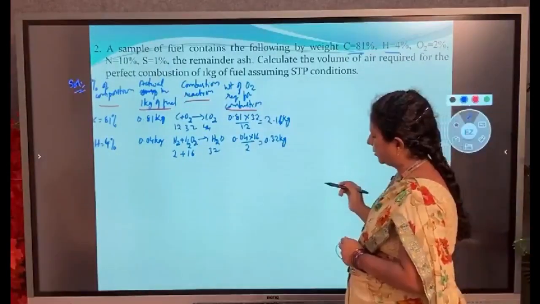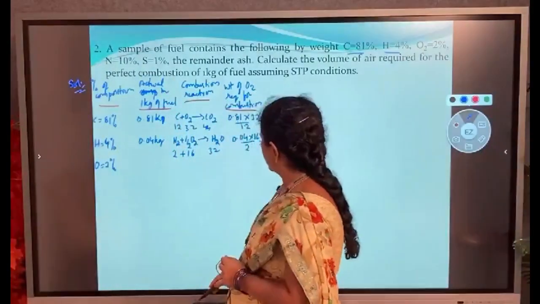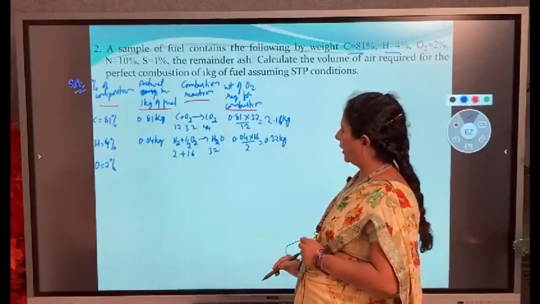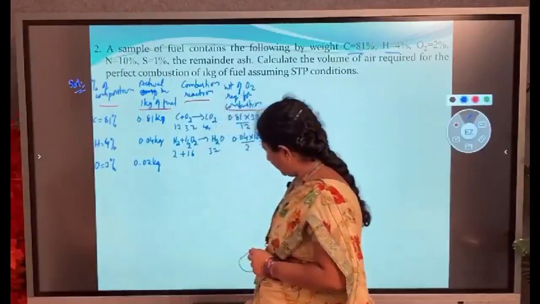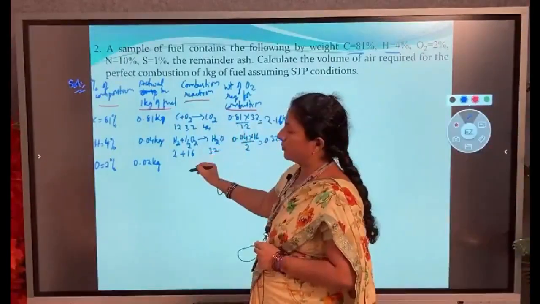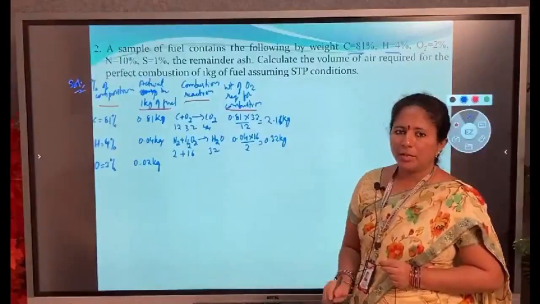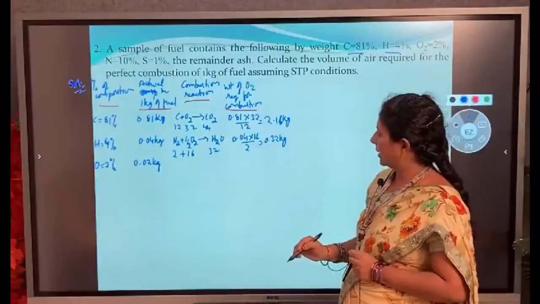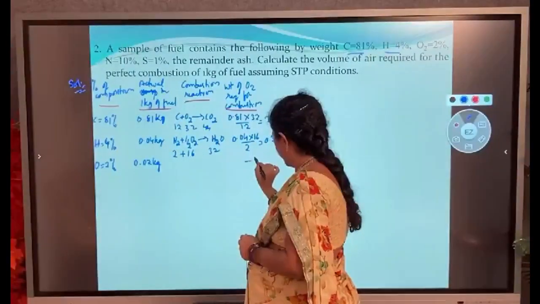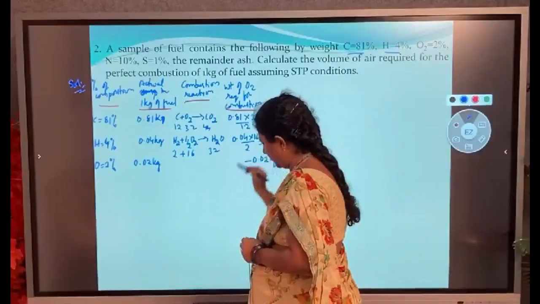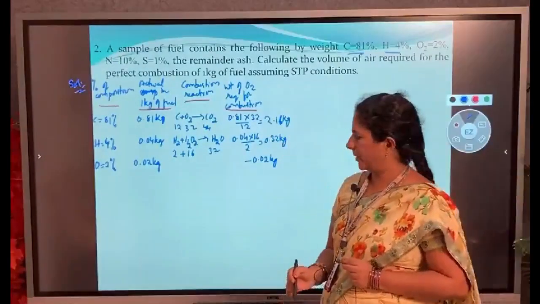Next one given is oxygen 2%. So the actual composition in 1 kg of fuel will be 0.02 kgs. But the oxygen present in the fuel will be existing in combination with hydrogen as H2O. So that's why it should be subtracted from the weight of oxygen required. So it will be minus 0.02 kgs. Here the oxygen present must be subtracted.